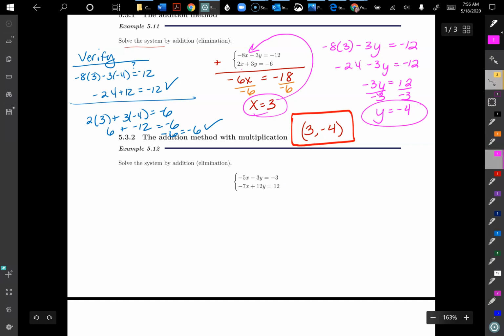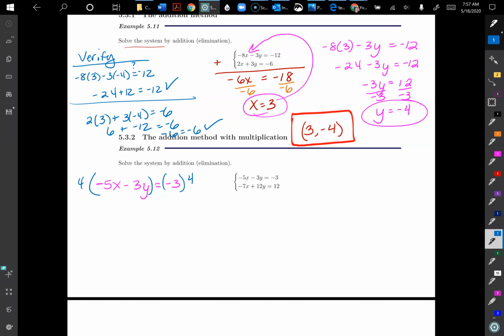So let's write that over here. I'm going to rewrite the -5x minus 3y equals -3, just right here so I can work with it and show you. And then I'm going to multiply this side by 4 and this side by 4. So we're keeping in balance, or you could think of it as the whole equation, every term by 4. And then this would become -20x minus 12y equals -12. Okay, so that is what I have.